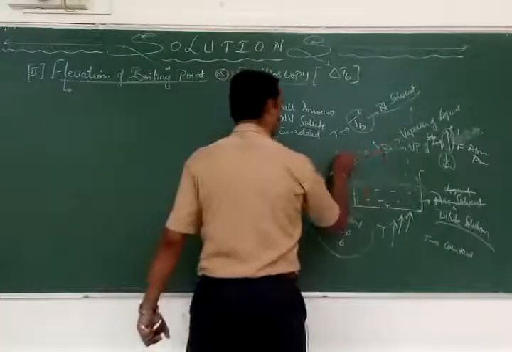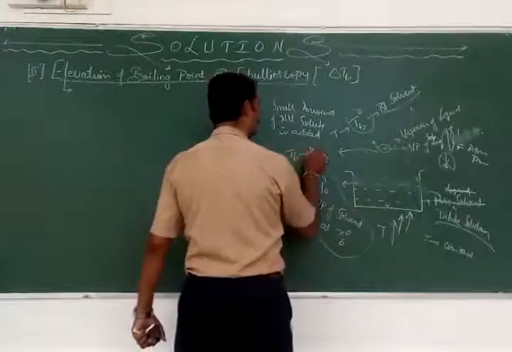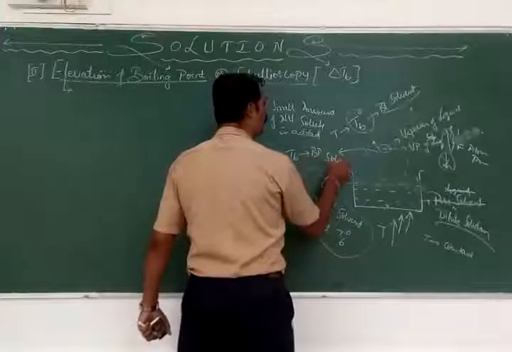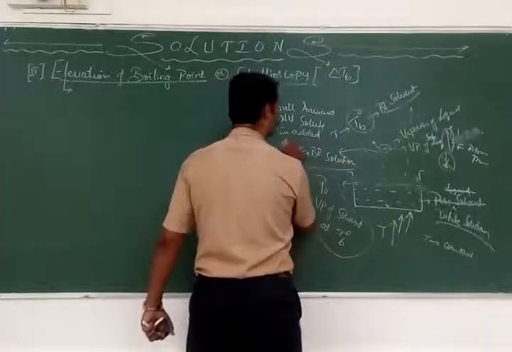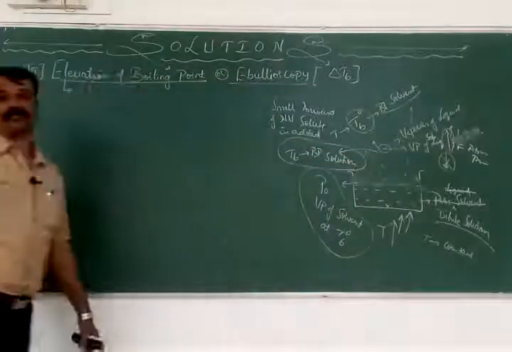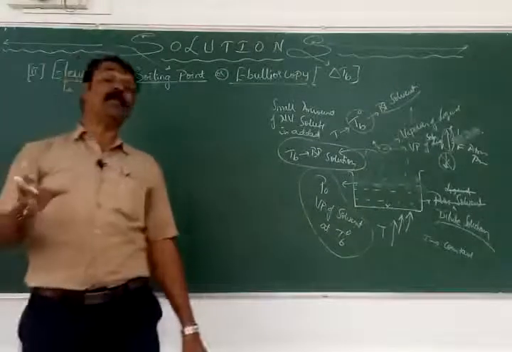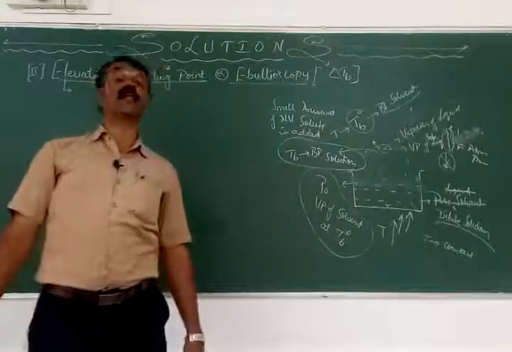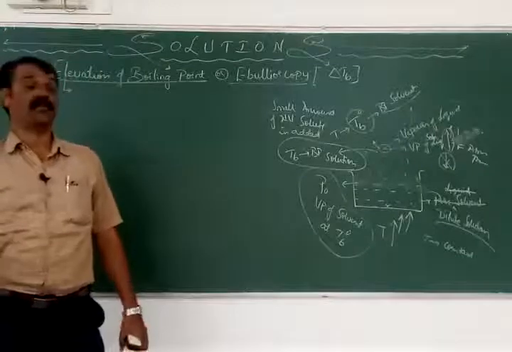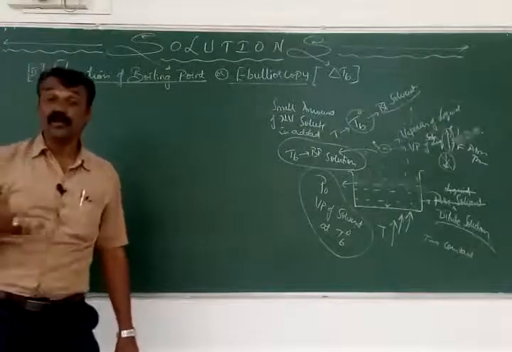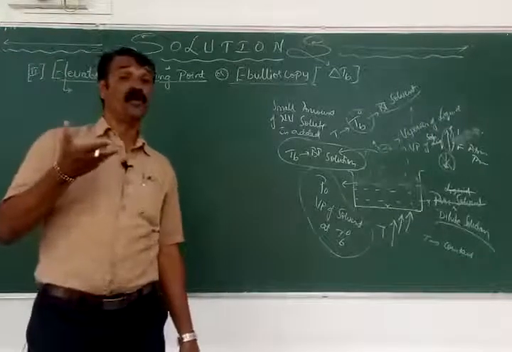And that particular temperature is called TB, and this TB is called the boiling point of the solution. Compare the boiling point of the pure solvent and the boiling point of the solution that we have formed. The boiling point of the solution is quite high compared to that of the solvent.